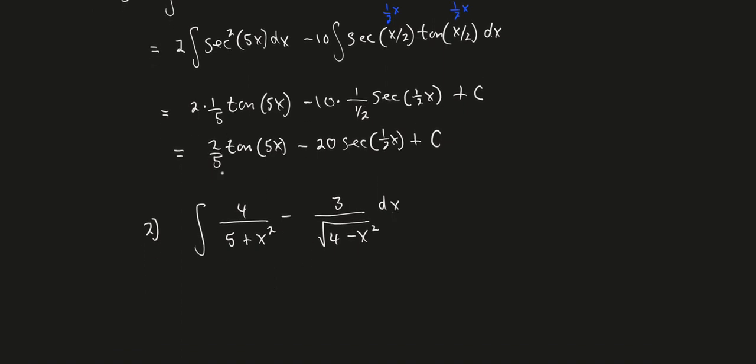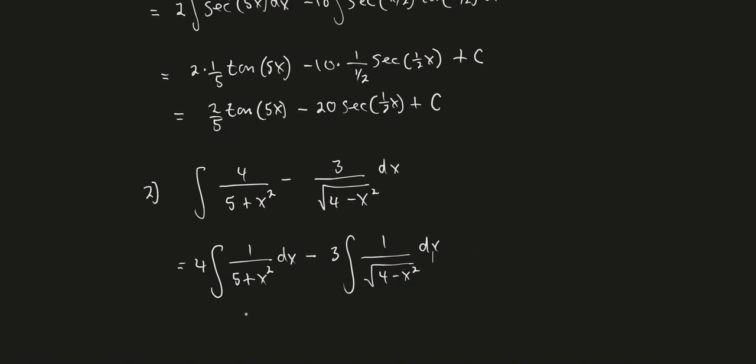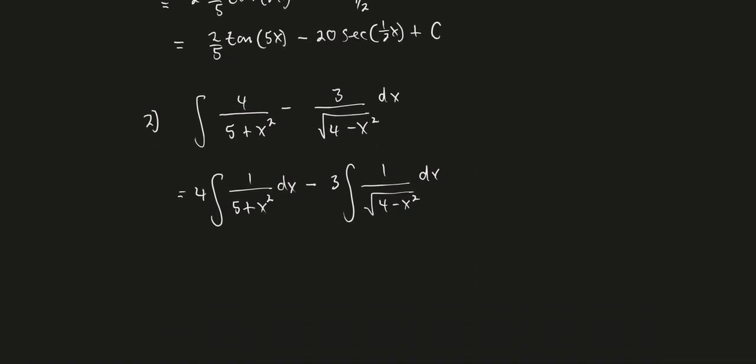Now, the 4 and the 3 that are the numerators here, these can be factored out, right? So in other words, this is equal to 4 times the antiderivative of 1 over 5 plus x squared dx minus, factor out the 3, and then times the antiderivative of 1 over the square root of 4 minus x squared dx. And in this case, let me just do a little bit of a calculation here.